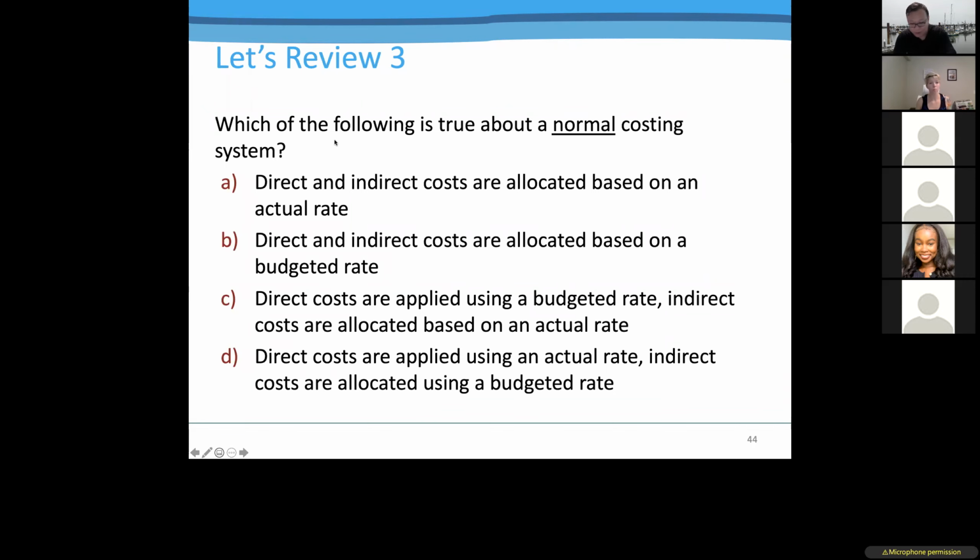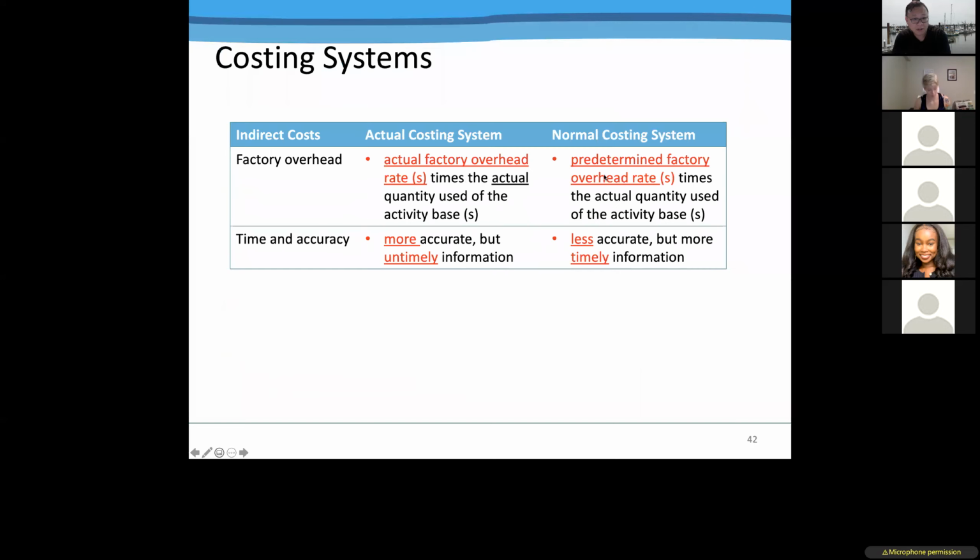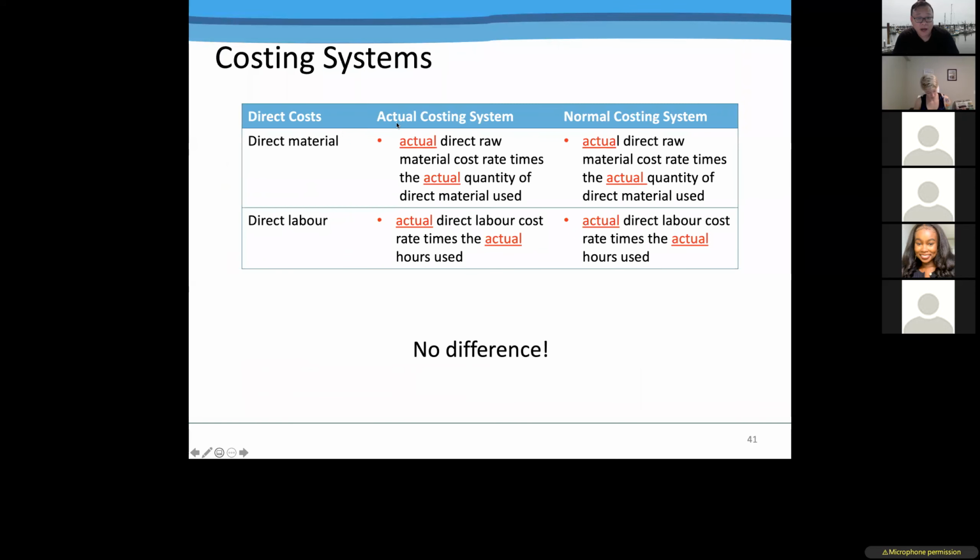So we were here, I think, last time. Which of the following is true about a normal costing system? Sorry, here we were saying we have two different types of costing systems: the actual versus the normal. In the last lecture we talked about this.